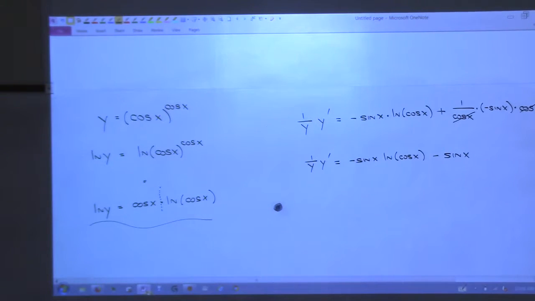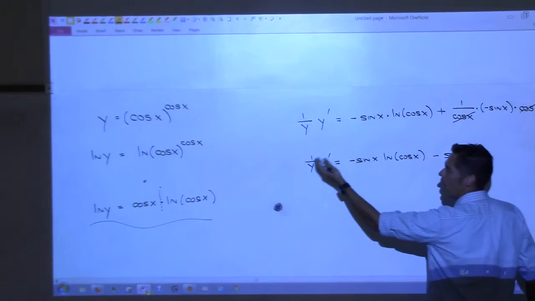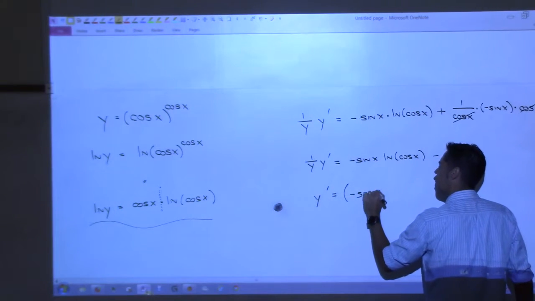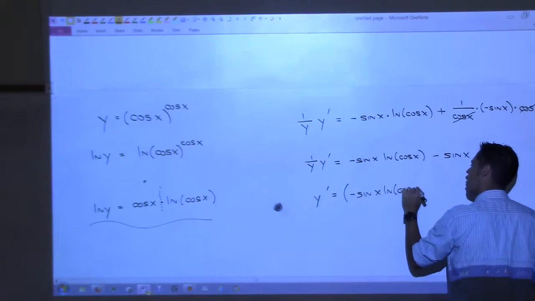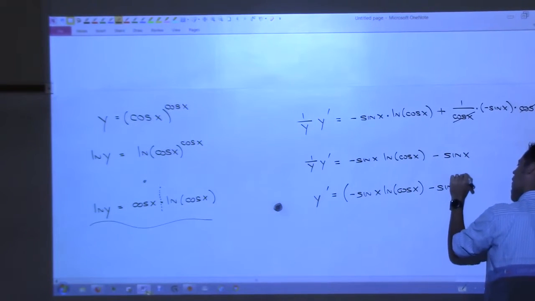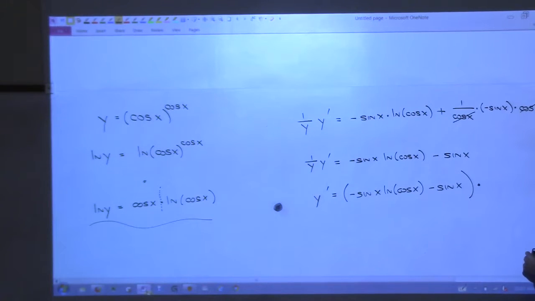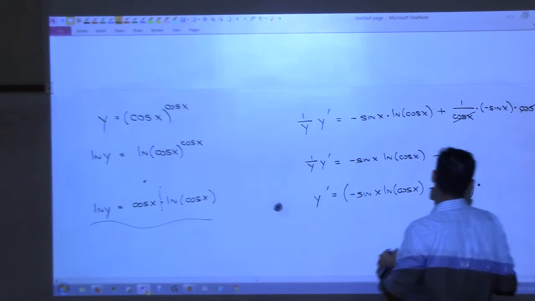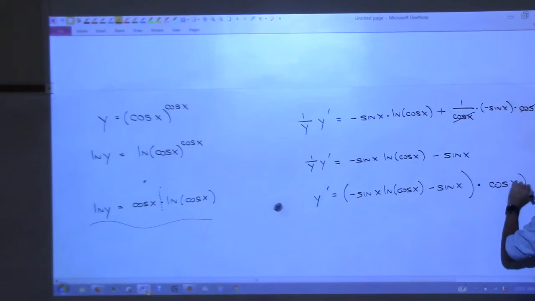We're not done. Multiply both sides by y, right? So multiply this side by y, you just get y prime. If you multiply this side by y, you just take this side, throw it in a big parenthesis, and you multiply it times y. And y was the original function, right? This is what y is. So it's cosine x to the cosine x. You can factor out a sine x, right? You could have factored a sine x out of here. Yes, a negative sine x, in fact.